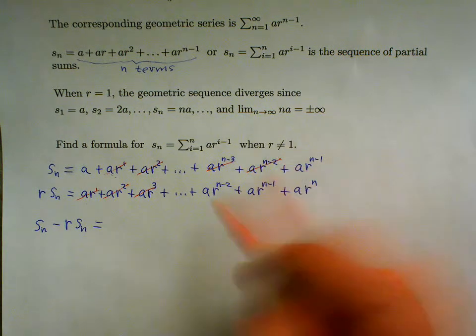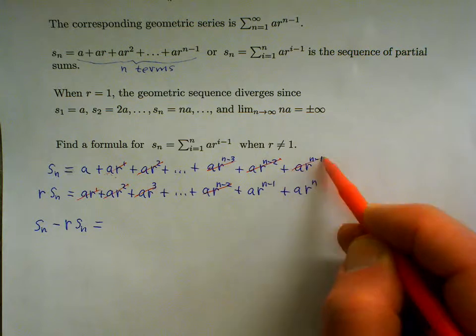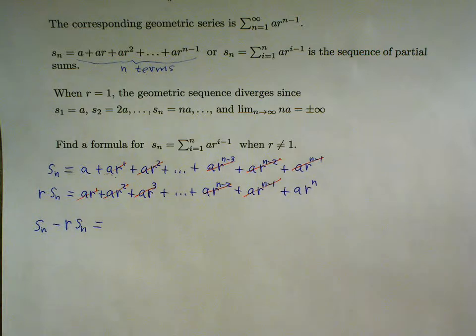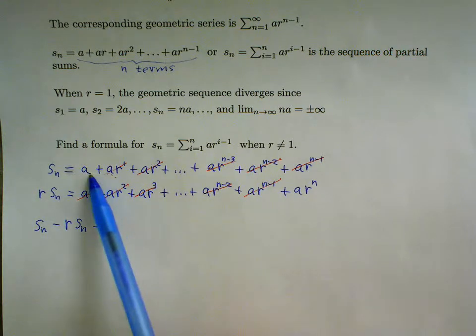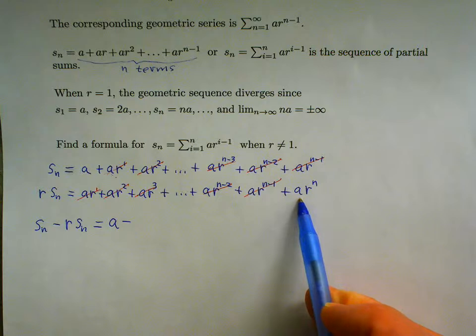So at the other end, we get cancellations. A times r to the n minus 1 minus a times r to the n minus 1. Those cancel. So there are only two terms that survive. So we have the term a from the top equation, and we're subtracting this term from the bottom equation.